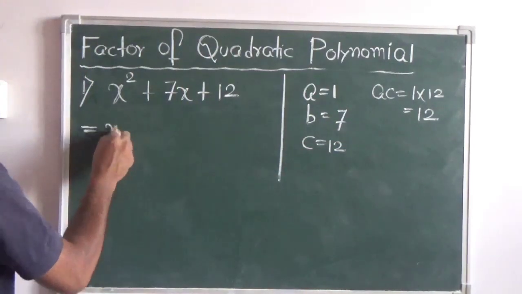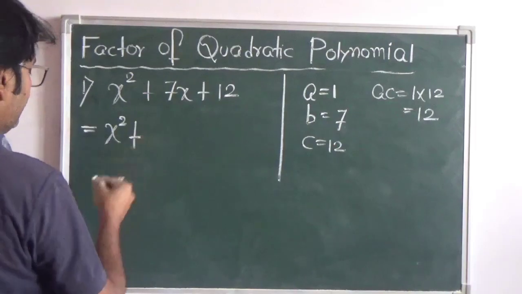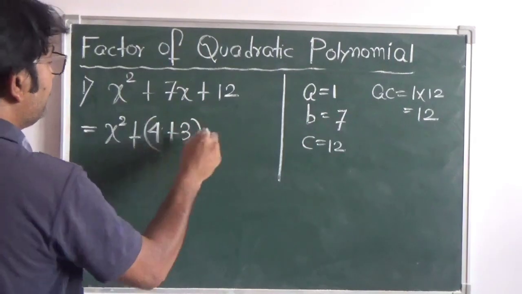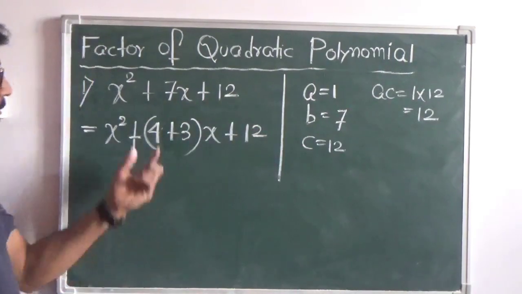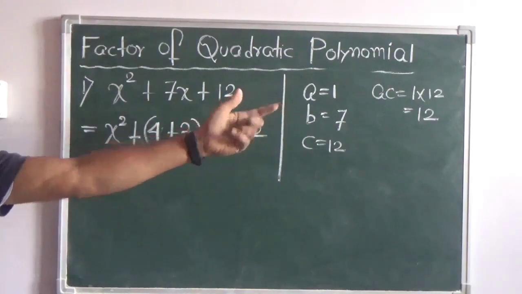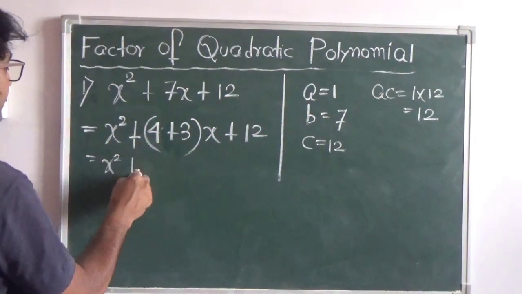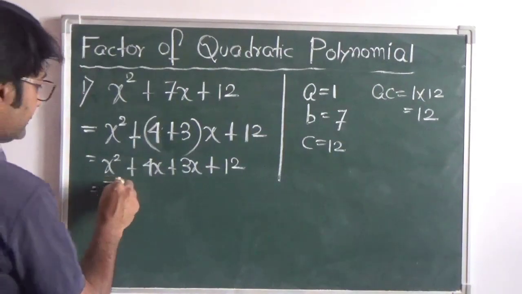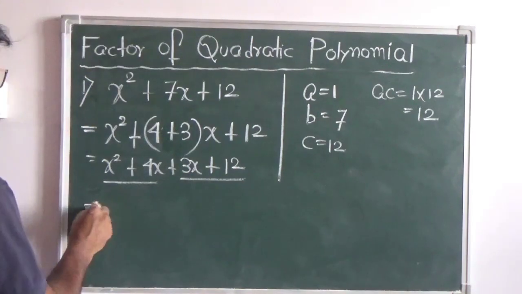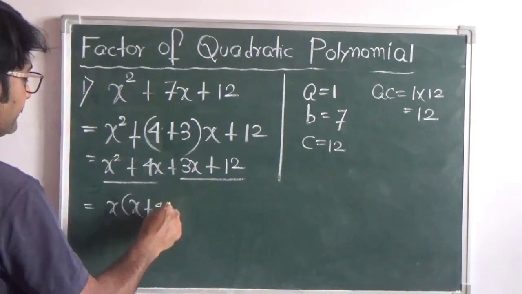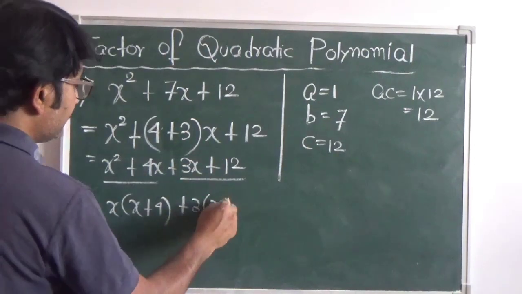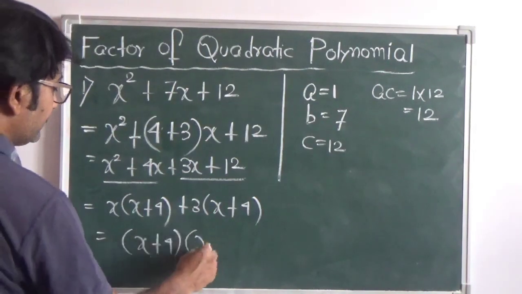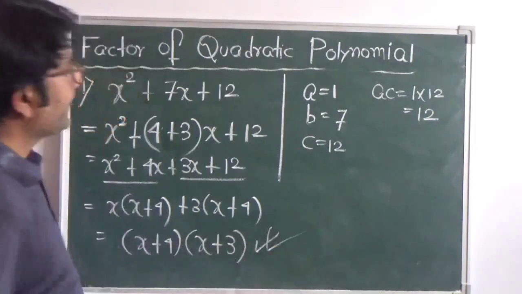So we can have x square plus 4 plus 3 into x. Can we have it? 4 plus 3 is 7, and 4 into 3 is 12. Got it? So x square plus 4x plus 3x plus 12. Now here is the group. From the first group, you take x common, you are left with x plus 4. From here you take 3 common, you are left with x plus 4. So from these two again you take x plus 4 common, you are left with x plus 3. So it's done.